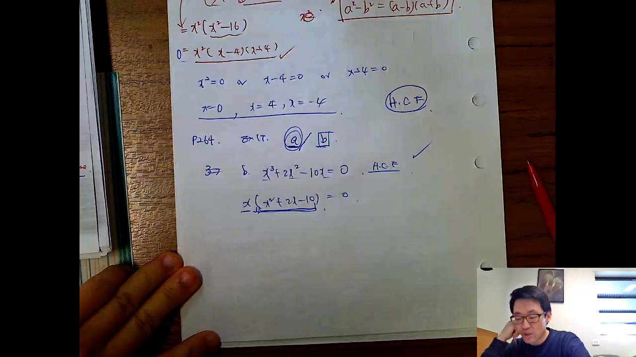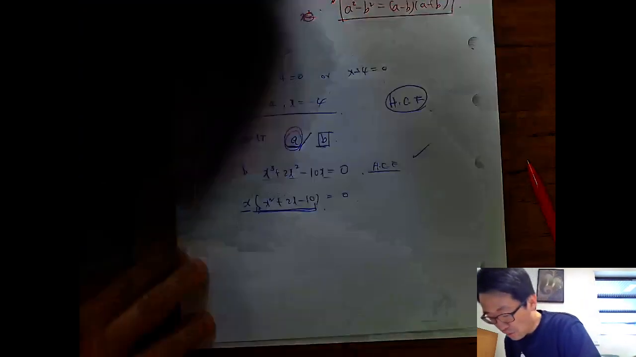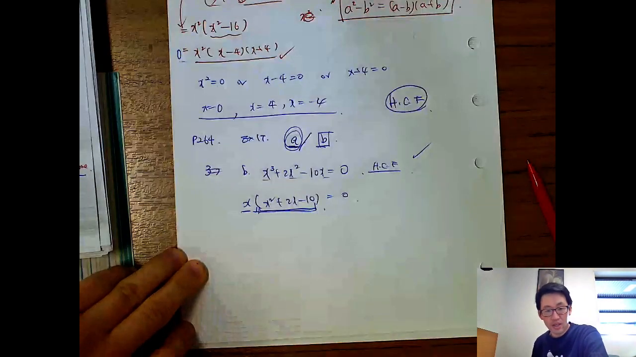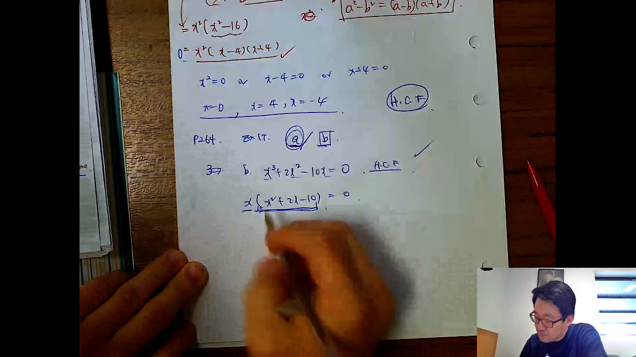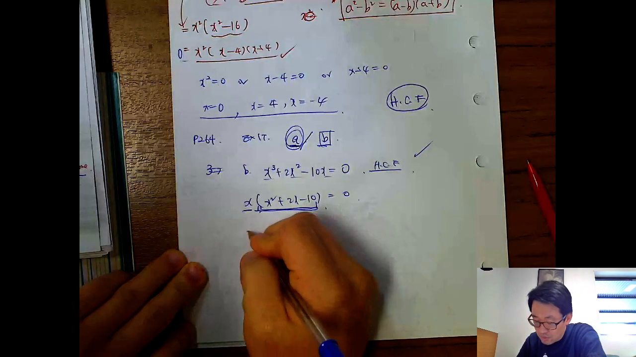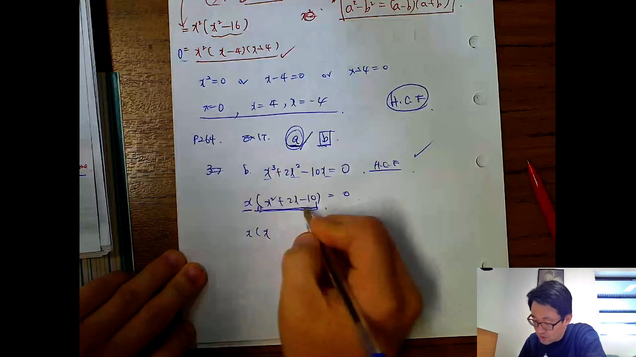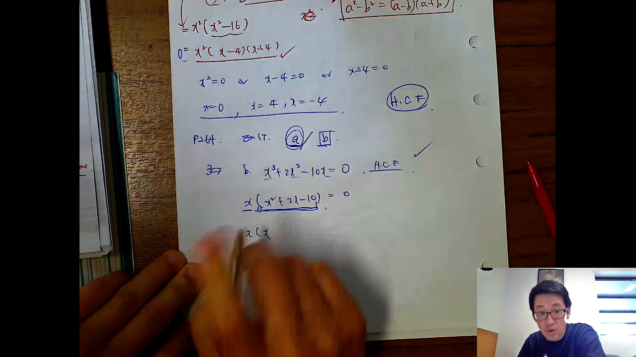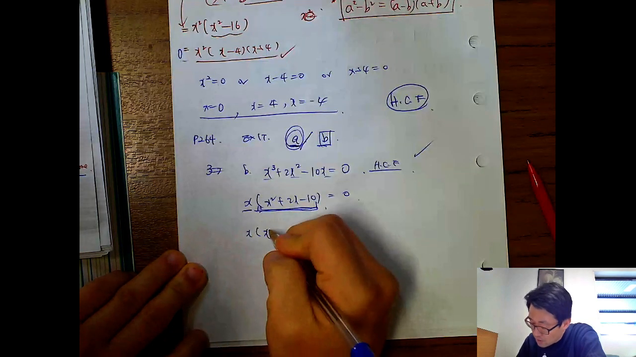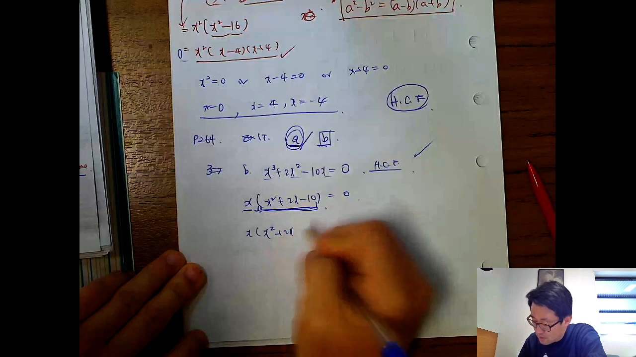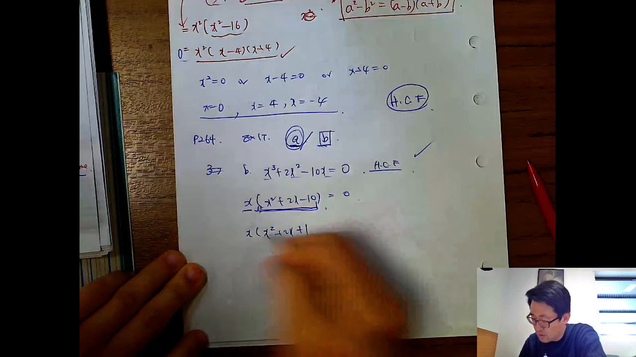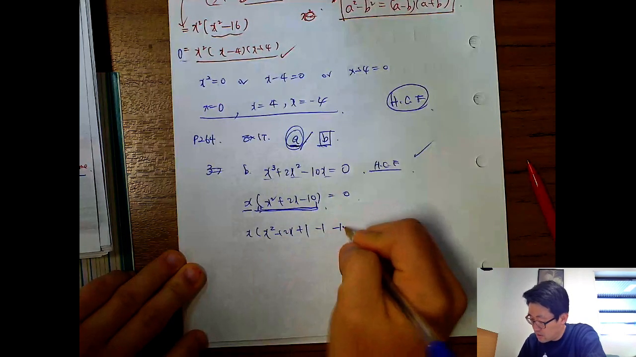There are two options you can do. You can use the quadratic formula. Or what you can do is, you can use completing the square. I'll use completing the square in this case. I just want to show you either way it works. Okay, x squared plus 2x plus 1 minus 1 minus 10 equals 0.